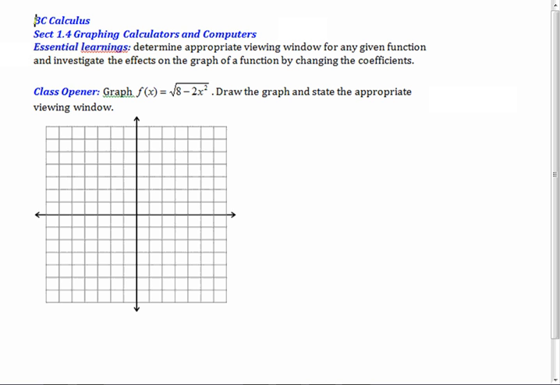But anyway, what's true about the domain? What's true about whatever's in here? If they asked you this on the AP exam, you would get 1 point for writing this. What has to be true about 8 minus 2x squared? Okay, it's got to be greater than or equal to 0. Do you remember how to solve a quadratic inequality?